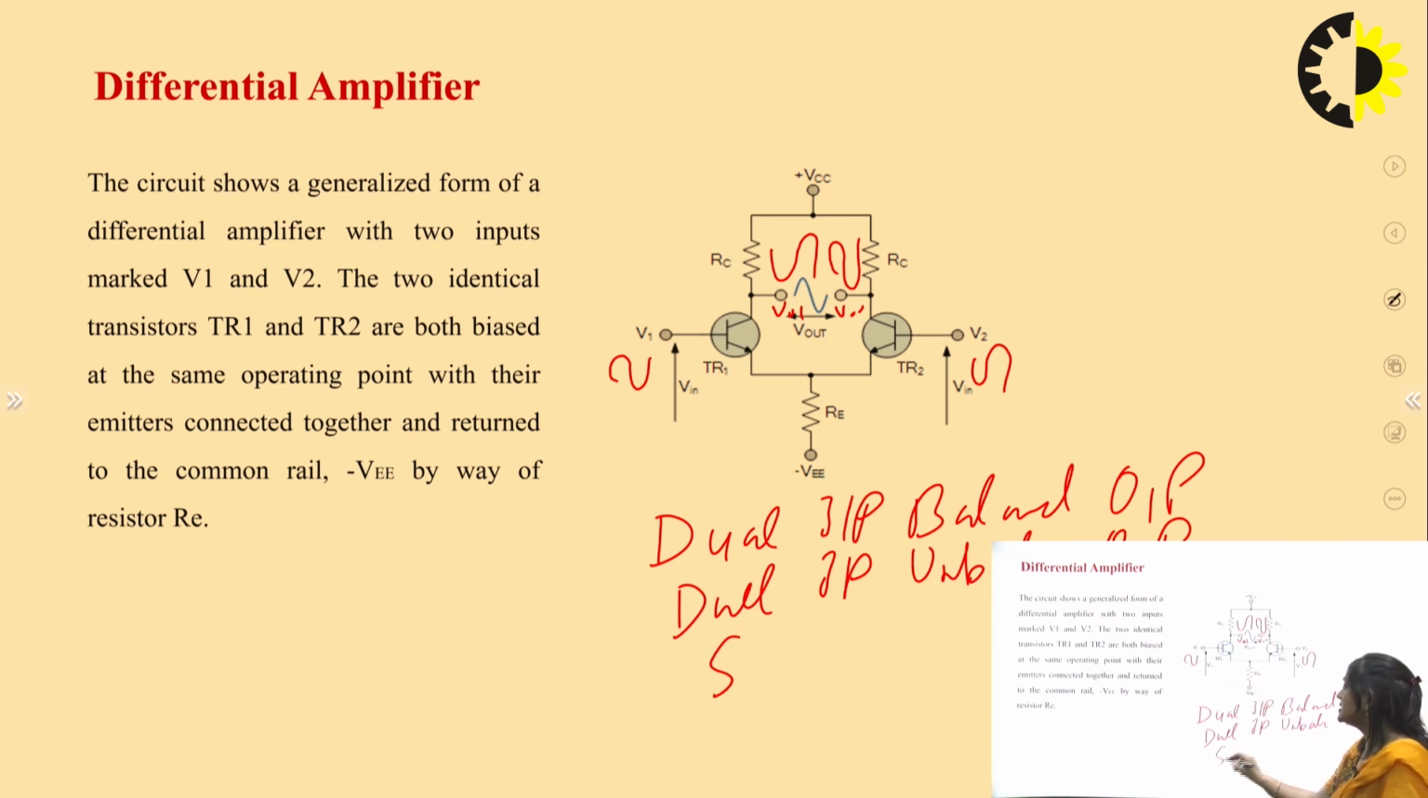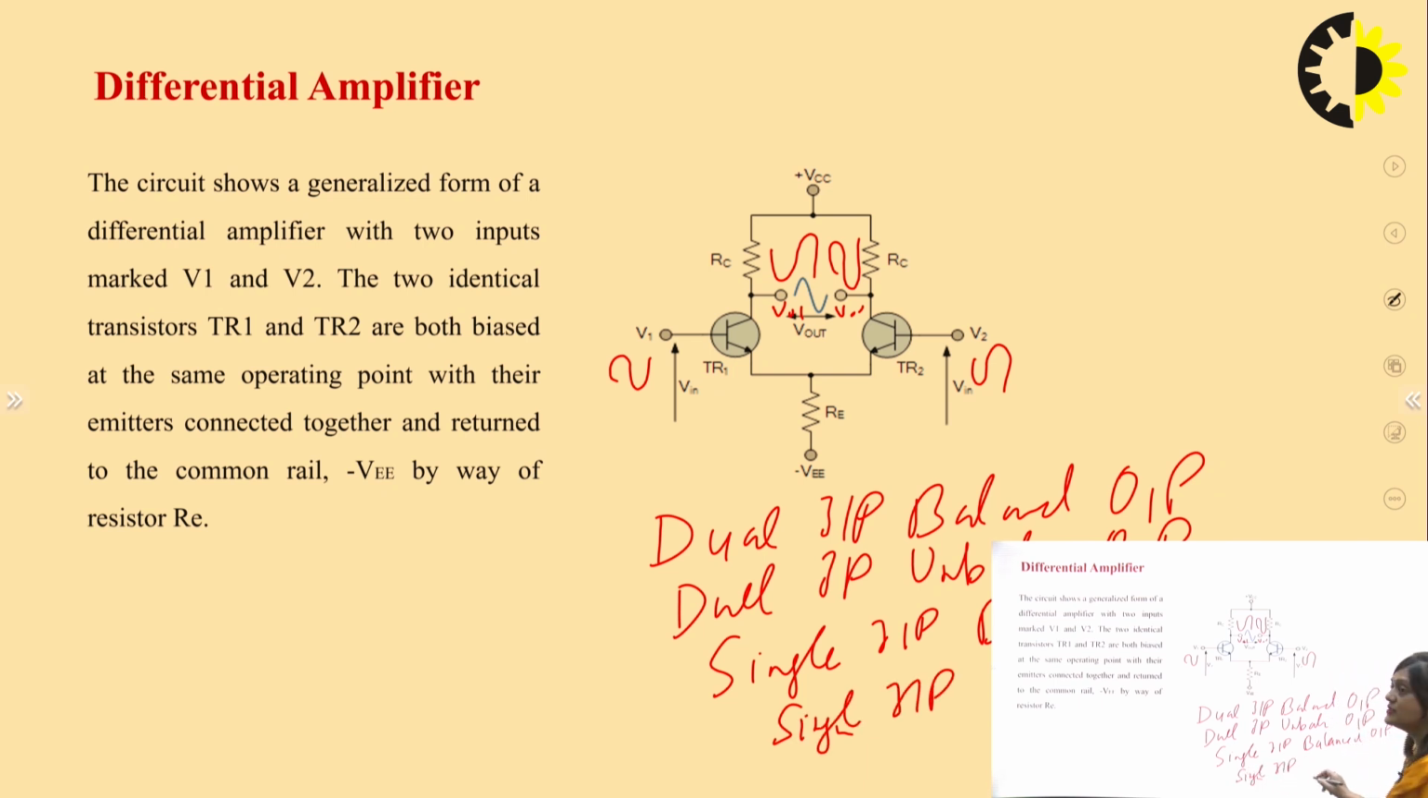And if we are giving the single input and taking output at both ends, then it is called the single input and balanced output. And if we are giving the single input and taking output at only one end, then it is called the single input unbalanced output. So these are the 4 types of configuration of difference amplifiers that are possible.